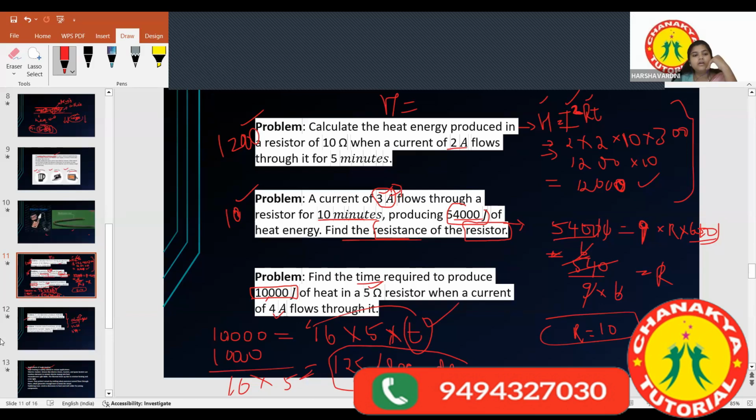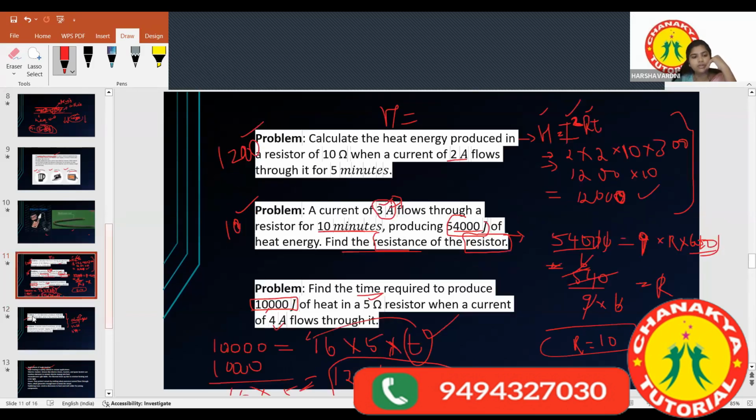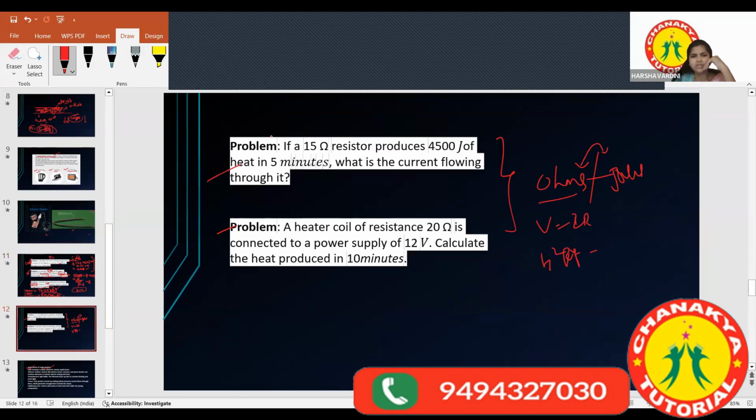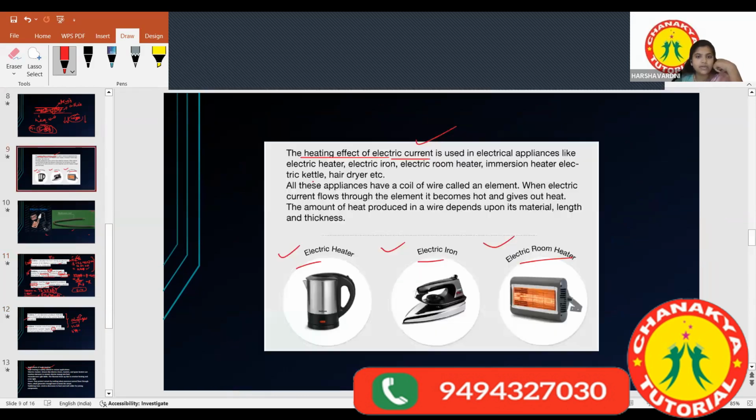Everyone else, tomorrow we'll solve these two problems. These two are not like the first two; I have included something, voltage will be coming here. So no problem, it's easy only. We'll calculate that tomorrow, and then we'll complete these two, the heating effect of electric heater and iron box.